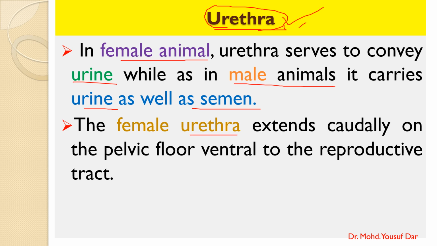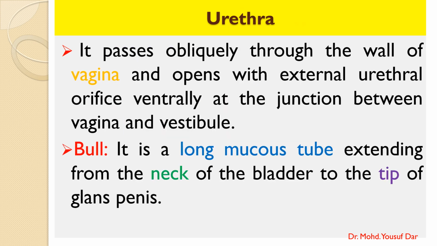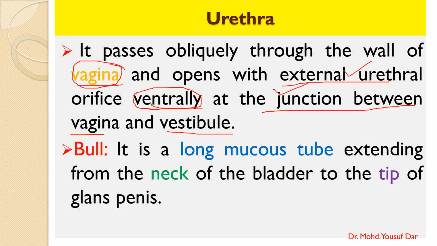The female urethra extends caudally on the floor of the pelvis, ventral to the reproductive tract, and then it passes obliquely through the wall of the vagina and opens ventrally at the junction between the vagina and vestibule. So from the neck of the urinary bladder it extends along the floor of the pelvic cavity, then it passes through the wall of the vagina obliquely and then opens at the junction between the vagina and the vestibule ventrally. And that terminal opening is called the external urethral orifice.